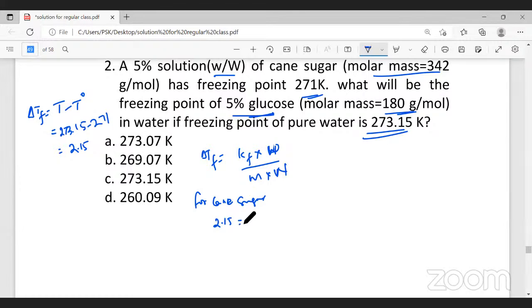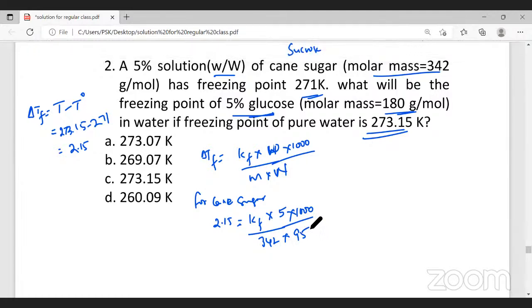That is equal to, they have not given you the KF, so we write KF, into the weight they have given, a 5% solution, weight by weight. A 5% solution means the solute is 5 grams, multiplied by 1000 because the formula says 1000, divided by the molecular mass of cane sugar, 342, into the weight of solvent. When I say 5 grams of solute, 95 grams will be solvent. We will mark this as equation 1.